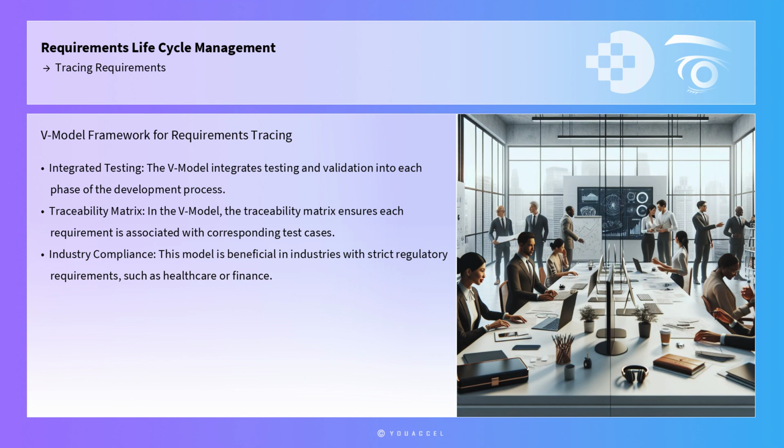Another effective framework for tracing requirements is the V model, which integrates testing and validation into each phase of the development process. In the V model, the traceability matrix is used to ensure that each requirement is associated with corresponding test cases, facilitating rigorous validation and verification. This model is particularly beneficial in industries with strict regulatory requirements, such as healthcare or finance, where traceability is not only a best practice, but also a compliance requirement.